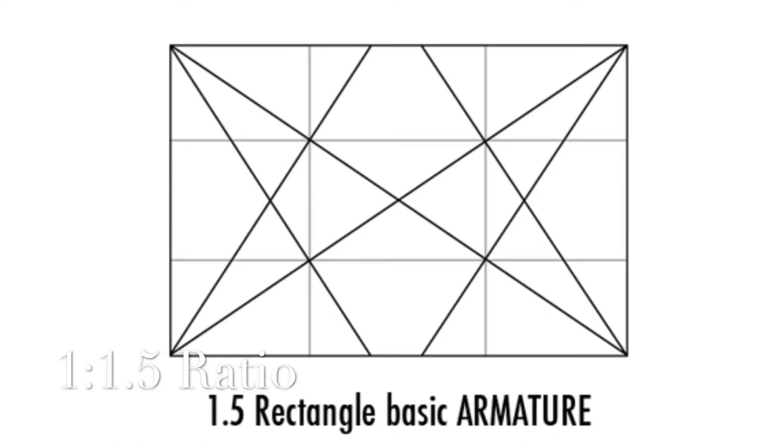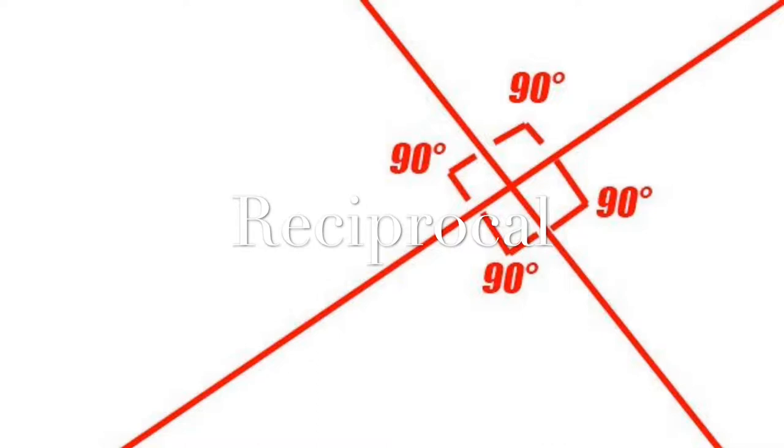A reciprocal is a line that intersects a diagonal at a 90-degree angle. In photography, incorporating the reciprocal will strengthen an image by reinforcing the diagonal. The eye of an image is the intersection of two horizontal and two vertical lines.